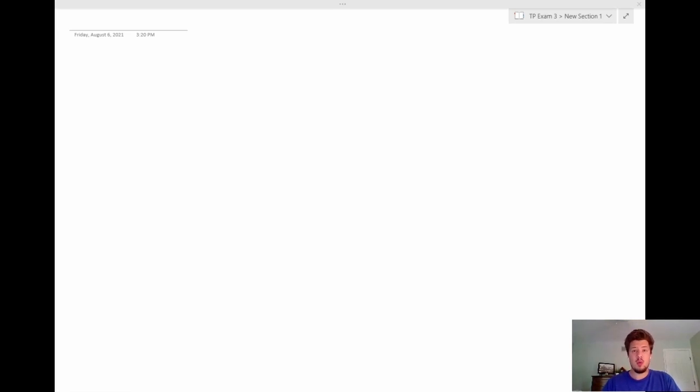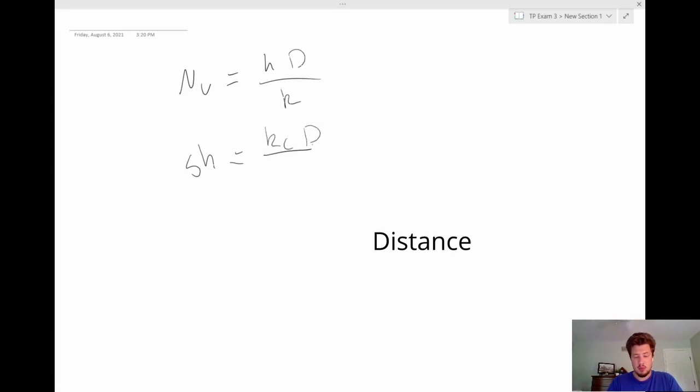So to start, we need to define the Lewis equation. When we're starting to define the Lewis equation, we start off with the Nusselt number, which is H multiplied by some density over the thermal conductivity K. And then we have the Sherwood number, which is equal to the mass transfer coefficient multiplied by some density over the diffusivity constant.